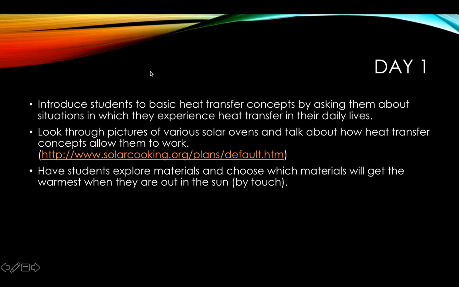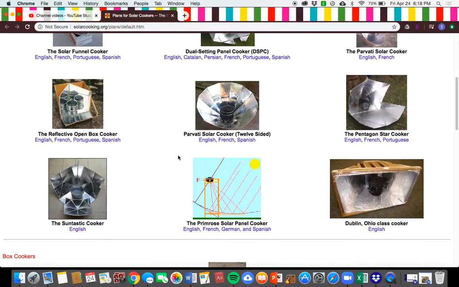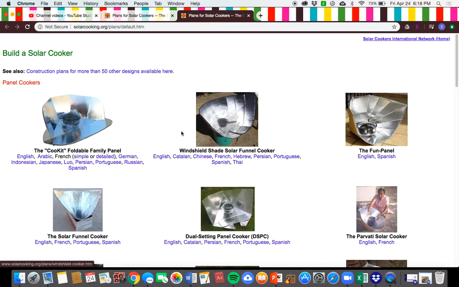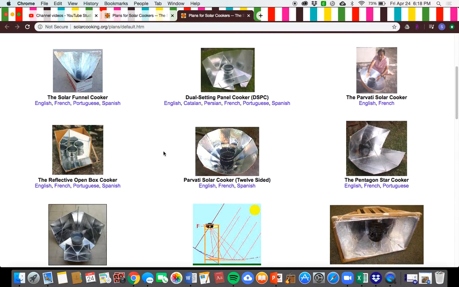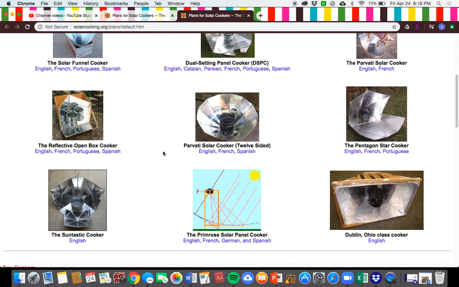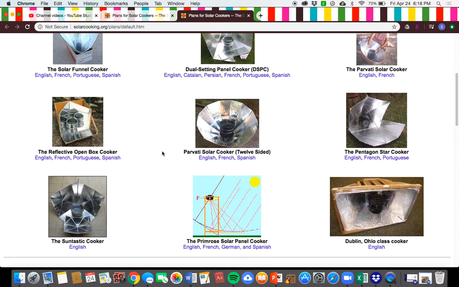So, to introduce solar ovens, we're going to look through this website that shows different types of solar cookers or solar ovens. Students can study these and look at the different characteristics of a solar oven.